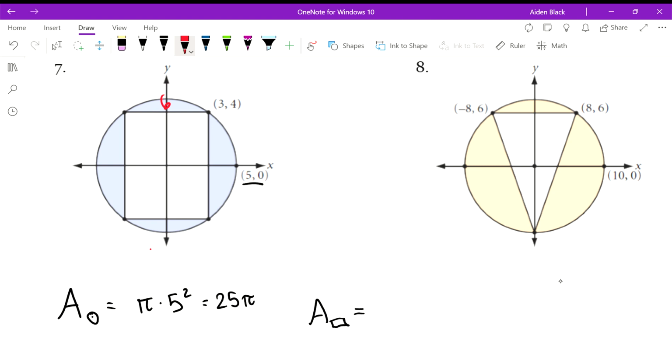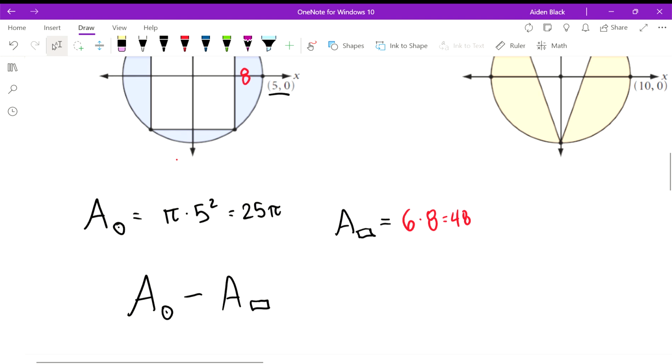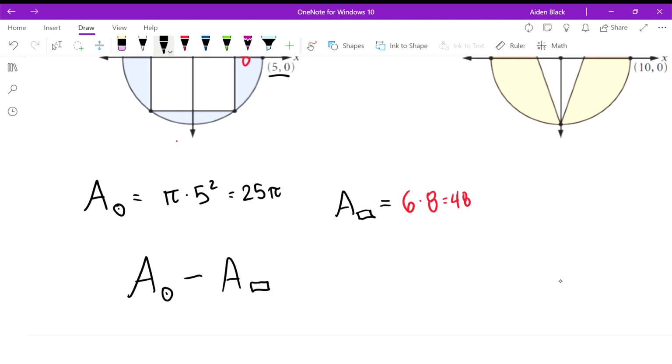And then do the same thing here. If this is 3, 4, then this down here is 3, -4. So we'll have 1, 2, 3, 4, 5, 6, 7, 8. So this would be 8 units. And the area of a rectangle is just the base times the height. So we get 48. So if we take this area of the circle, which is 25 pi units squared, and we subtract out 48, this will be the area.